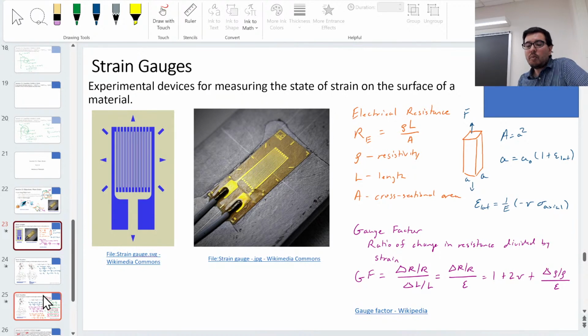So what we can actually do is stick a wire on the thing that's being stretched. And this is a strain gauge, and it goes back and forth. And we can look at the change in that electrical resistance as it is strained, and then relate that change in impedance, electrical impedance, to the change in strain.